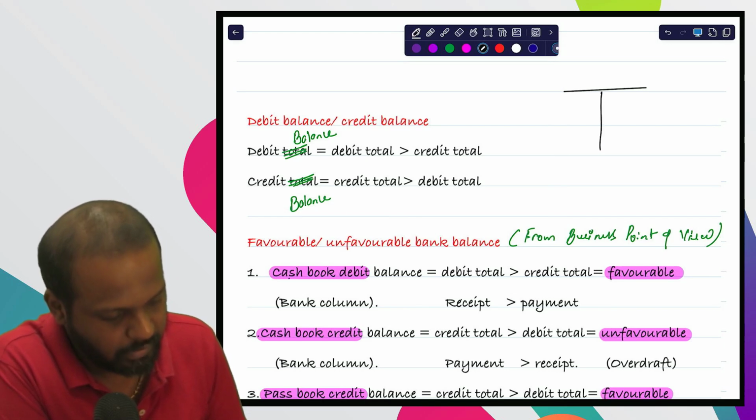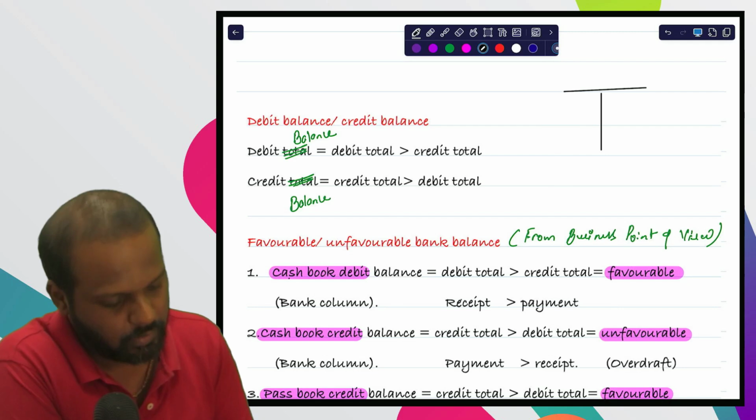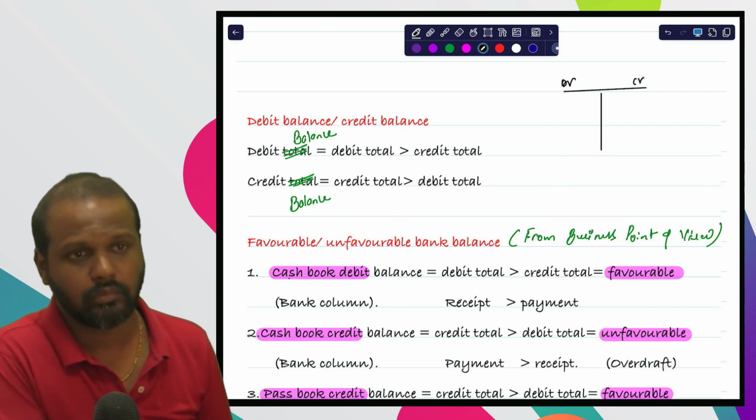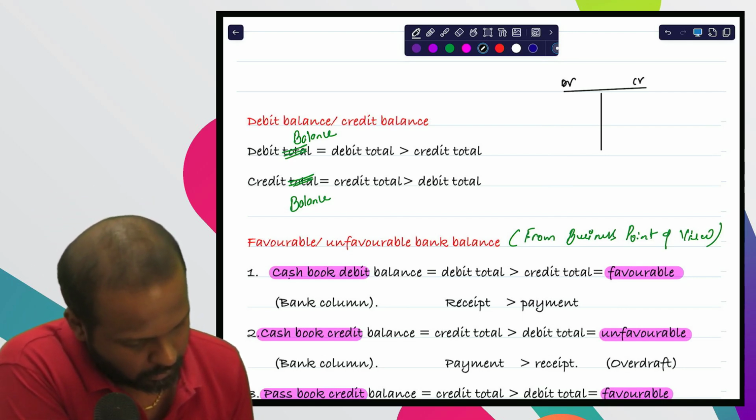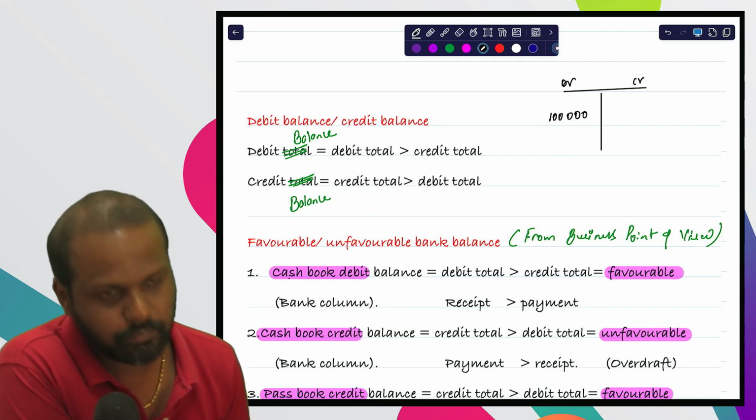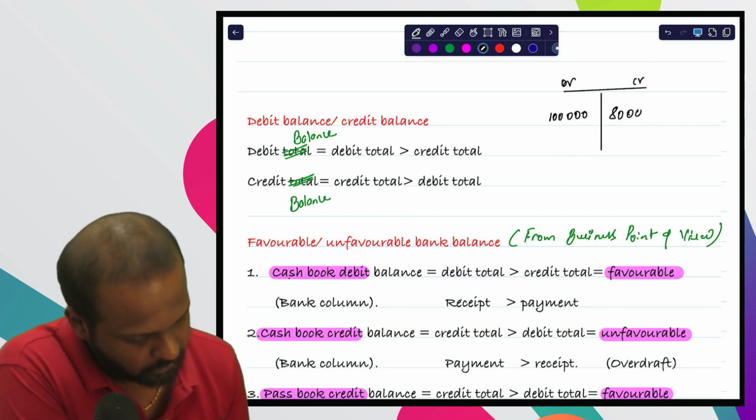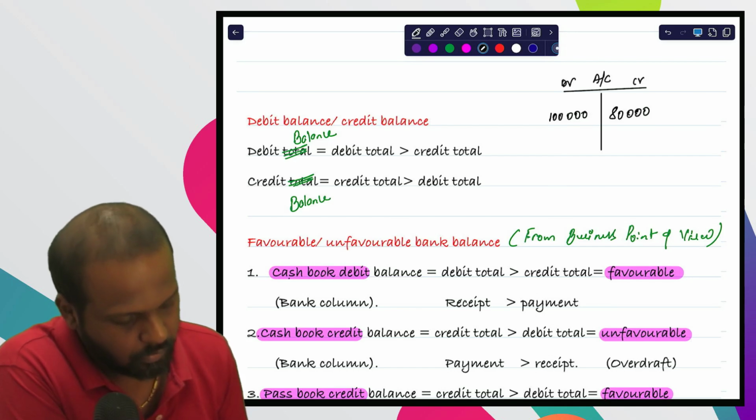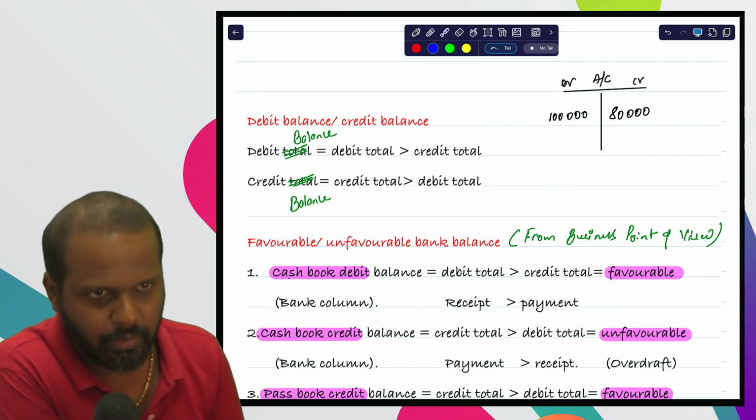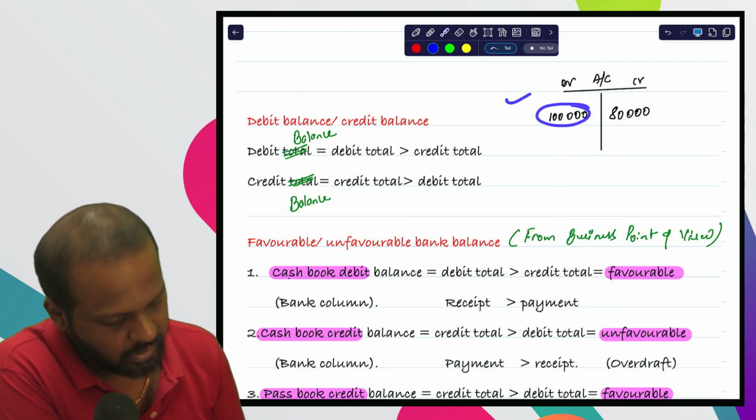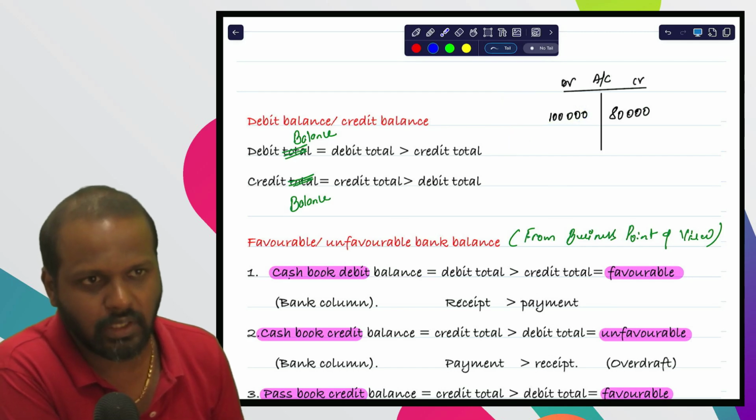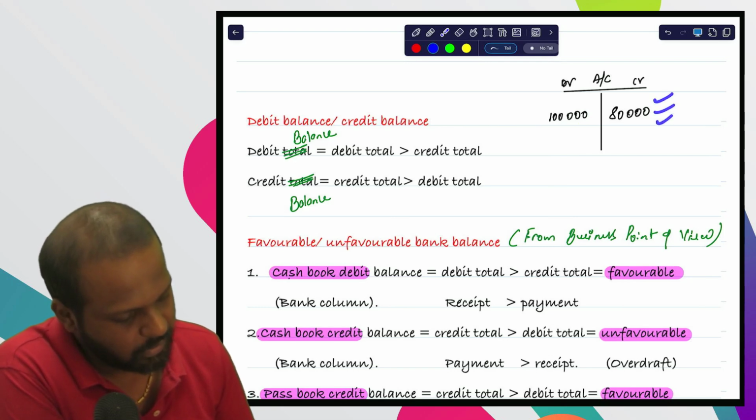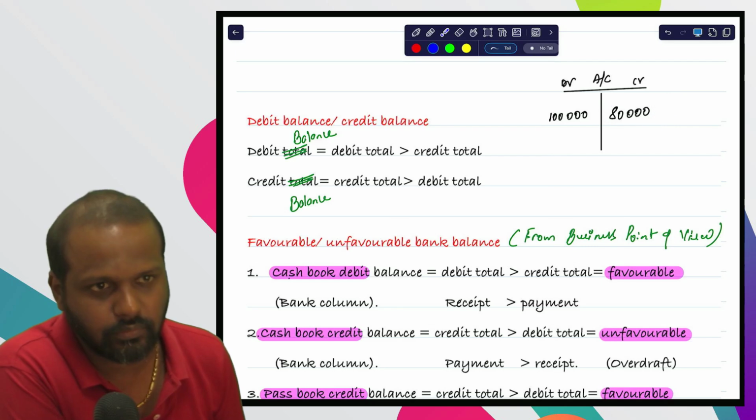Let us say you are preparing one ledger account. Debit side, credit side. Let us say the debit total is 1 lakh. The credit total is 80,000. So you are preparing an account, any account. On the debit side, there are so many items and amounts, and the total comes to 1 lakh. There are so many items on the credit side, and the total of that comes to 80,000.